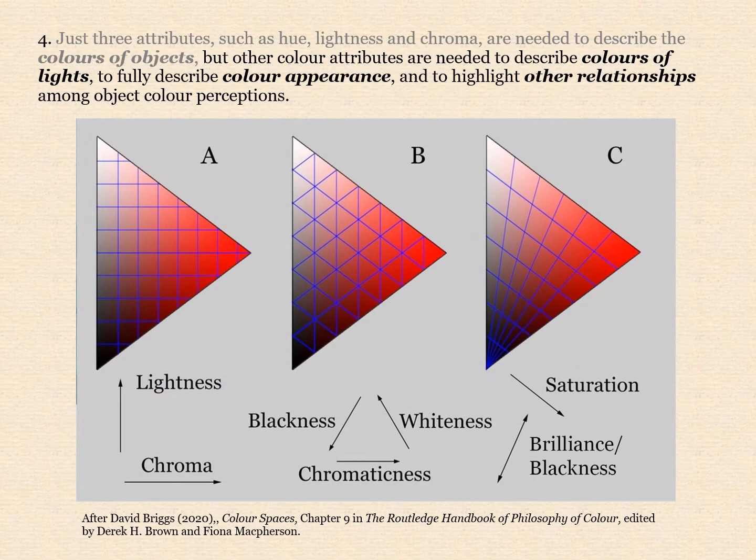So yes, three attributes are enough for many purposes for describing colours of objects, but we need more than three to describe the colour appearance of an illuminated scene, to describe colours of lights, and to highlight different relationships among object colour perceptions.